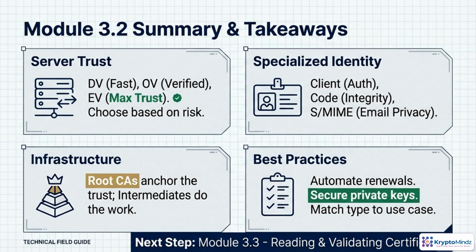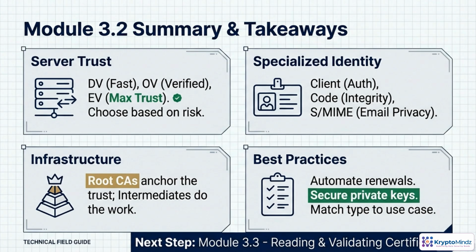Underneath all of this is the PKI hierarchy. Root CAs act as long-lived trust anchors that are rarely used directly. Intermediate CAs issue the actual end entity certificates and carry most of the operational risk. Designing that hierarchy correctly is what keeps compromise or mistakes contained.